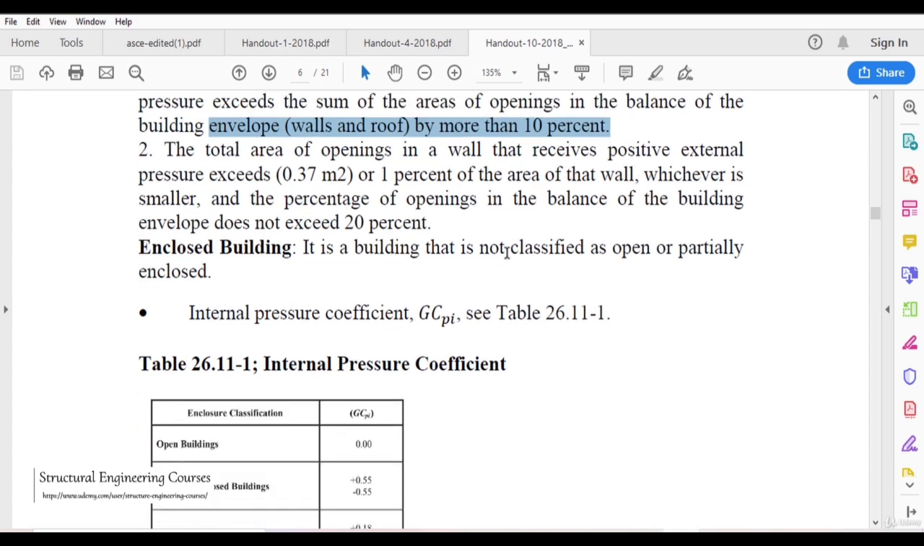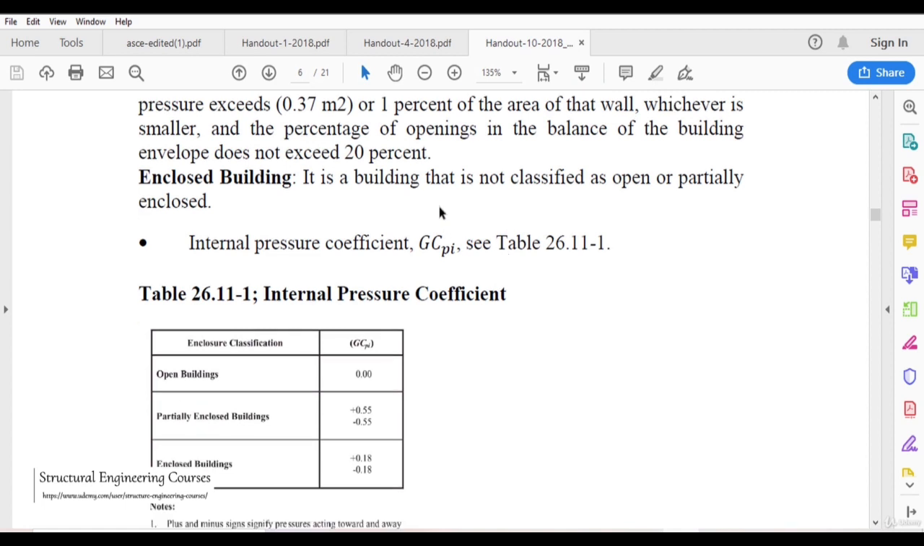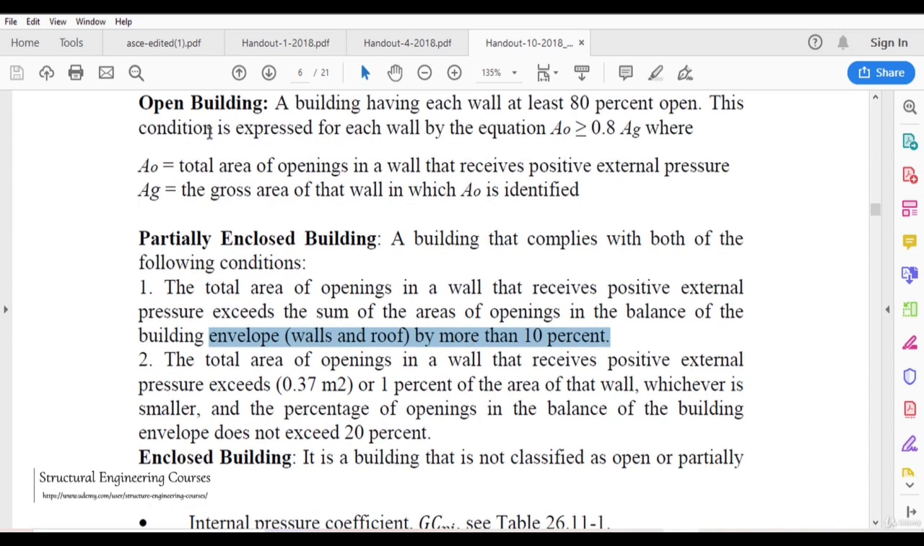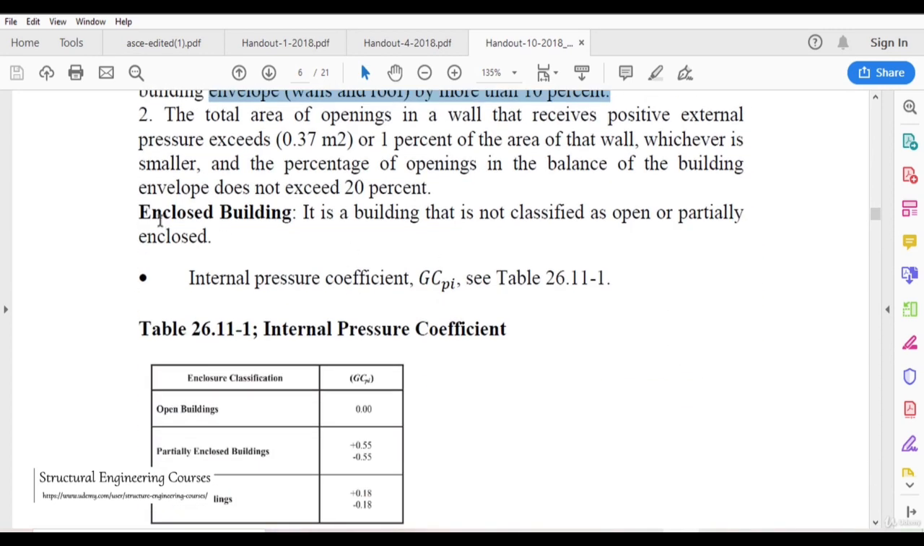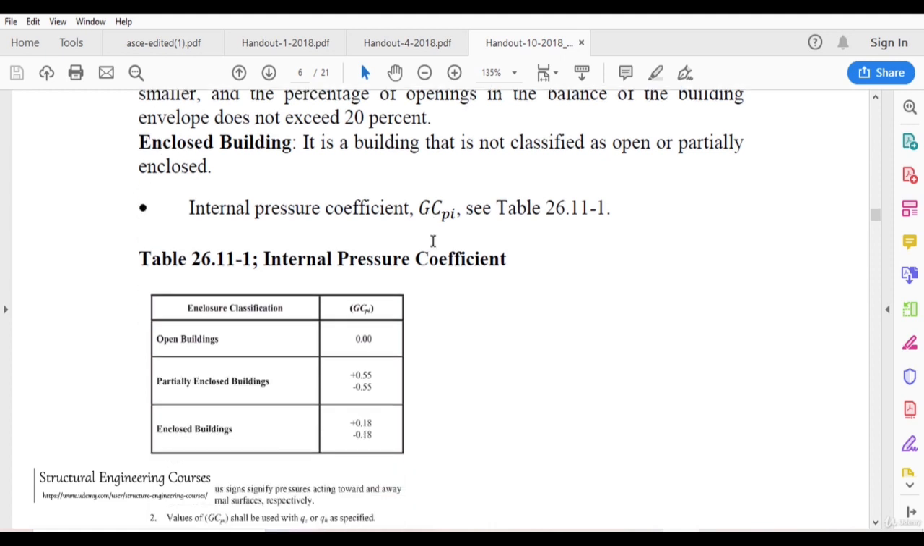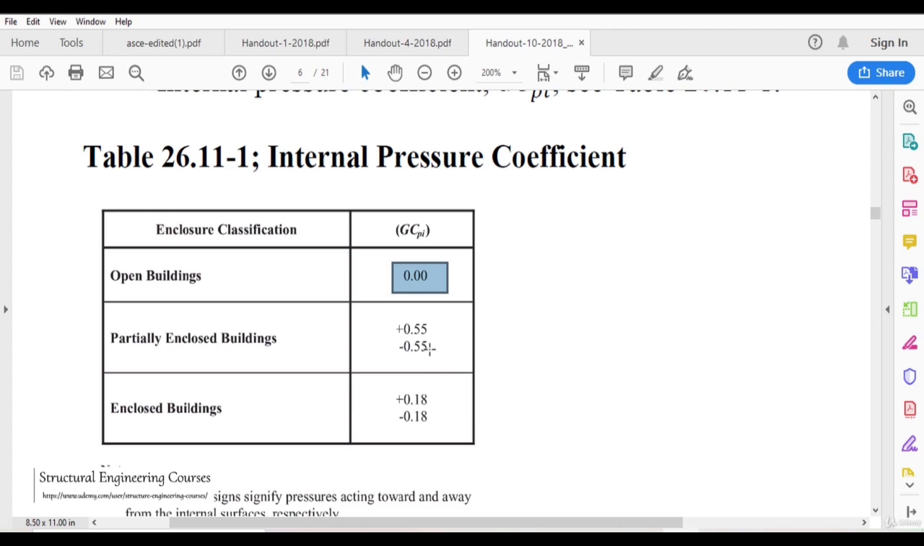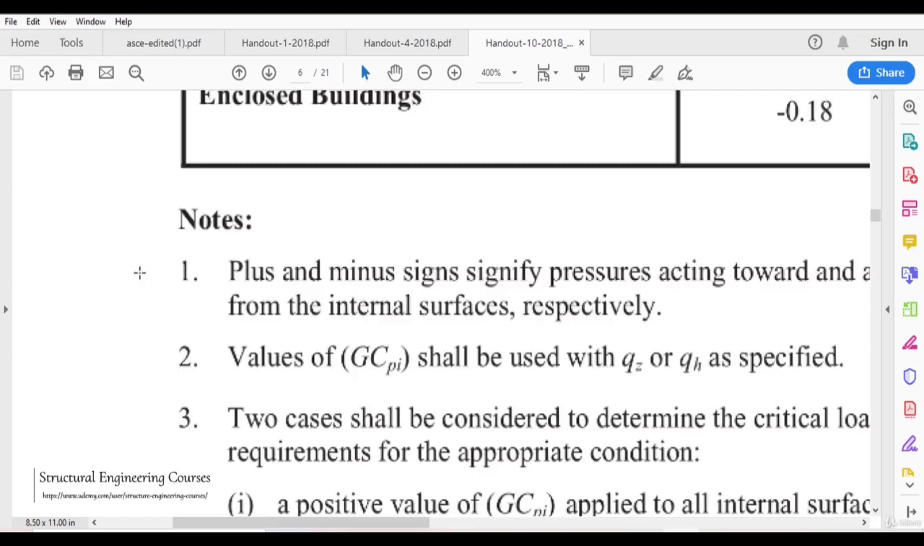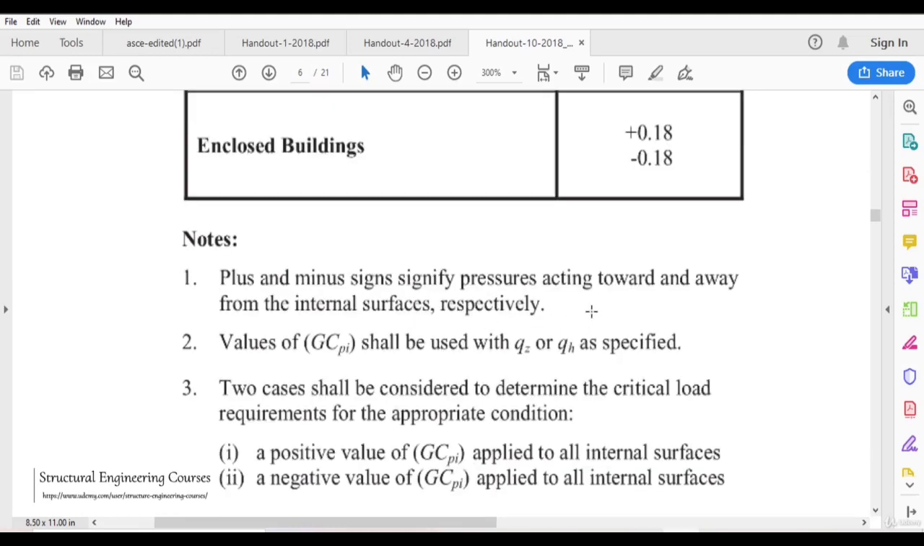And an enclosed building is a building that is not classified as open or partially enclosed. So all those buildings which do not fit in either open or partially enclosed, we put them in the enclosed building classification. And the internal pressure coefficient, obviously for an open building, is 0, as we had discussed earlier also. For partially enclosed it is plus minus 0.55, and for an enclosed building it is plus minus 0.18. And this is the concept that is most widely asked to me in questions: the plus sign means it is acting towards the structure, and the minus sign denotes it is acting away from the structure.